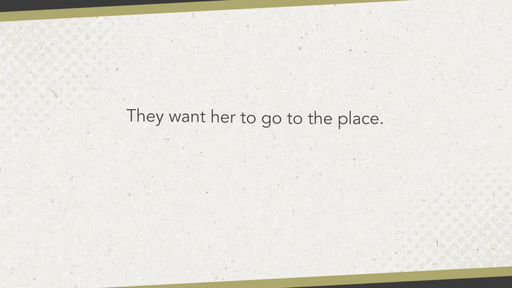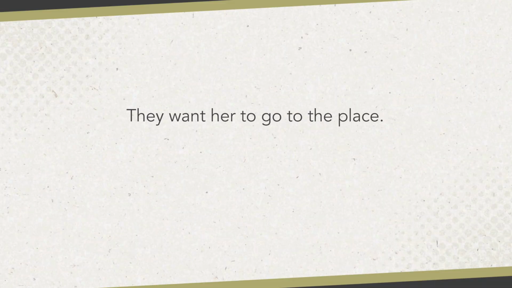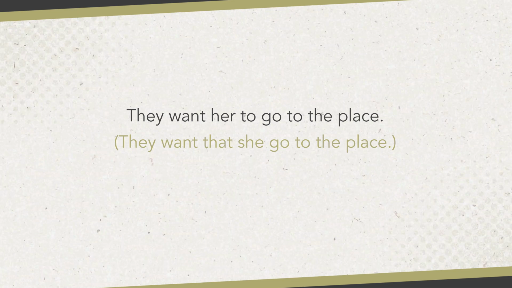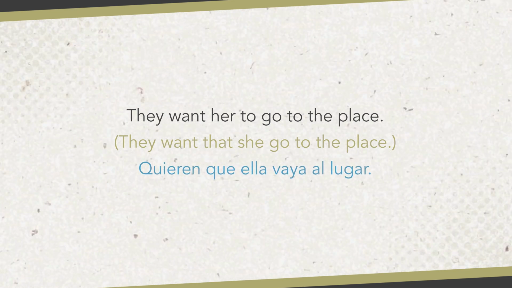First, let's do something a little more advanced. I'm going to start throwing in some other things that you might want people to do or be, such as going somewhere or having something. So we're going to branch out from the subjunctives of estar, which is all we've been using, and we're going to use other verbs instead. For example, they want her to go to the place. Literally, they want that she go to the place, or quieren que ella vaya al lugar.